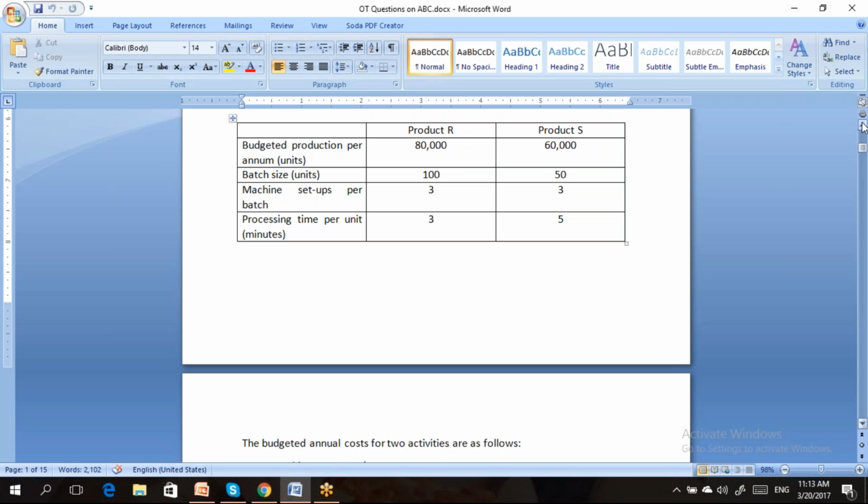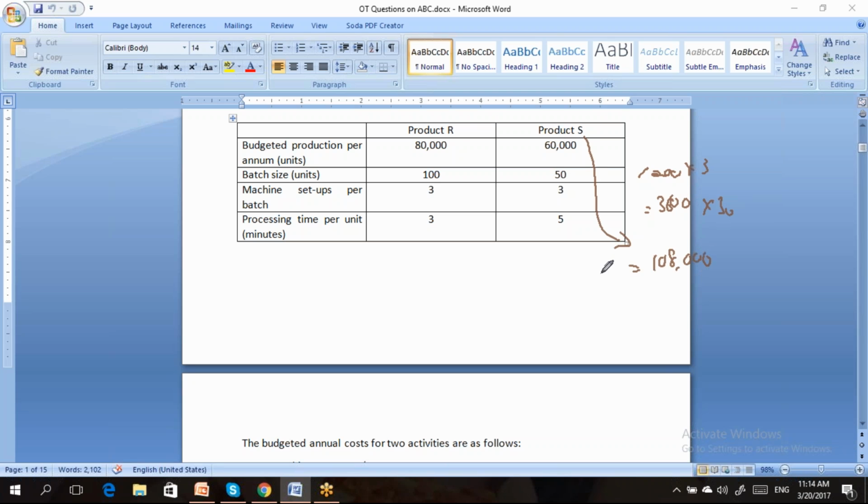So now we are looking at the product S. How many batches? 1,200 batches, correct? For each batch, how many setups? 3. So 1,200 into 3, 3,600 setups. What is the cost per setup? 30. So 30 into 3,600, 108,000 is the total setup cost of product S.